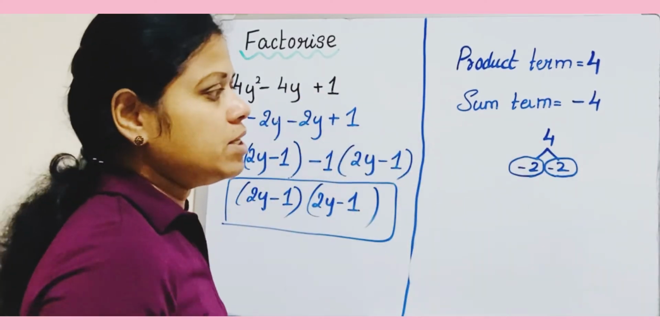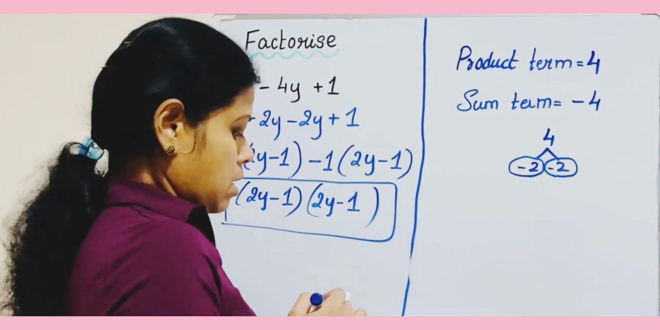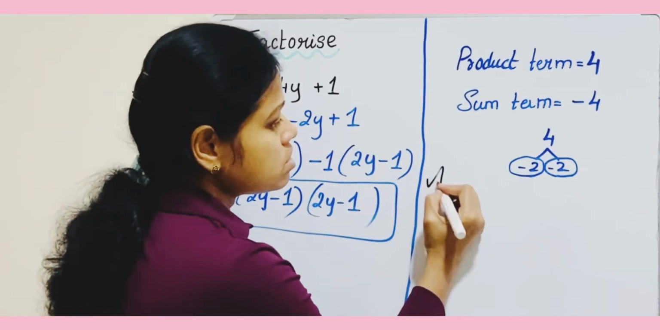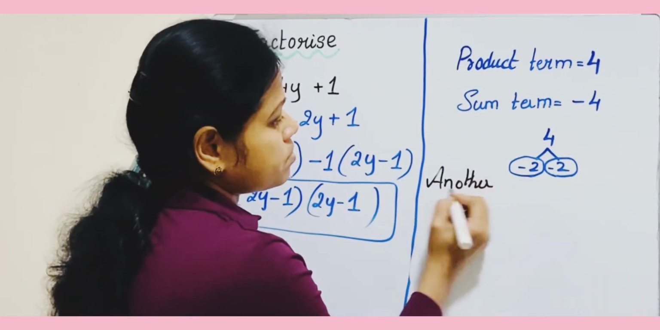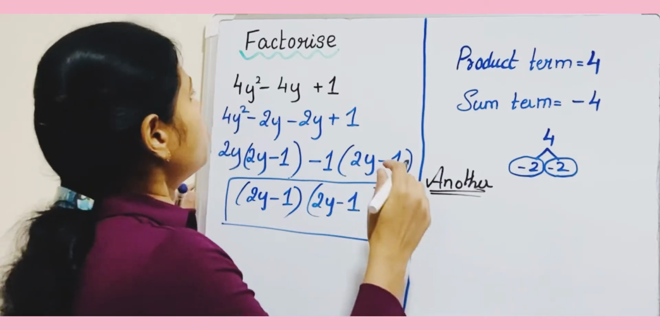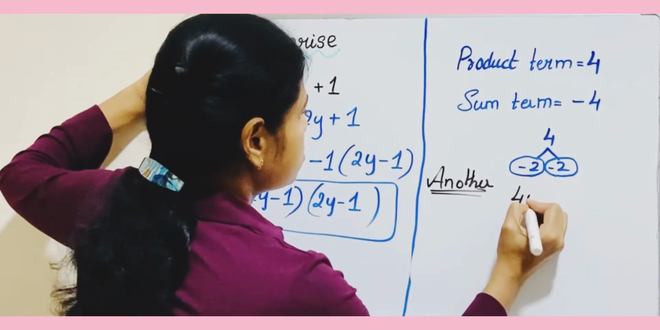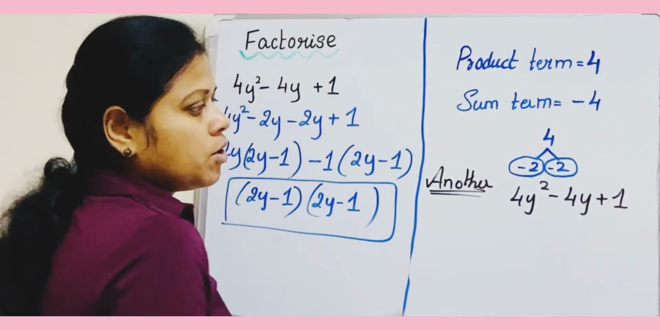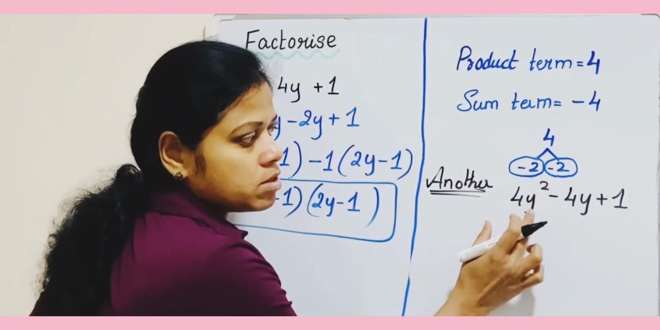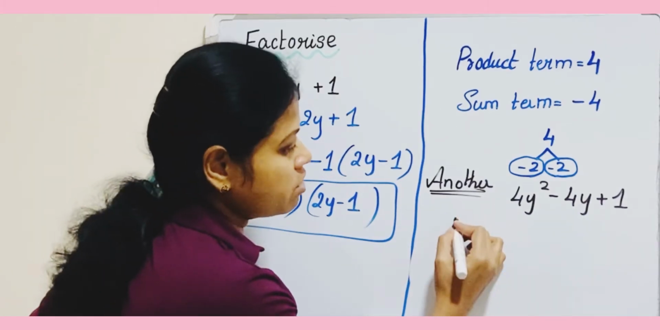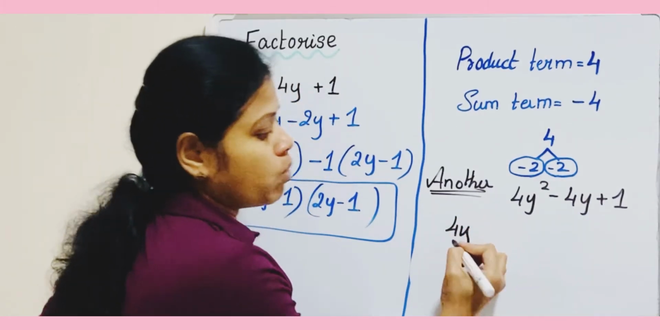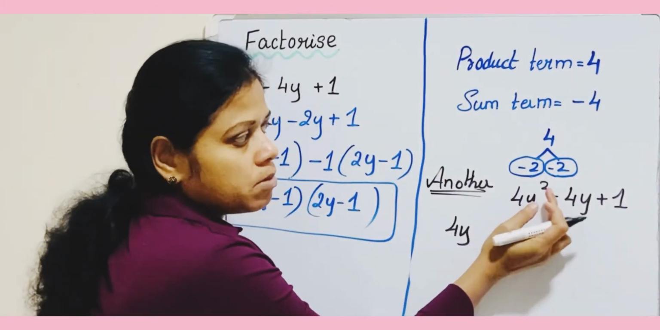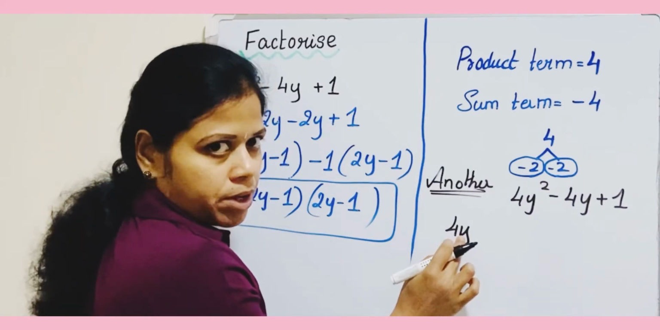The alternate way is like this. So this is the other method. The expression is 4y square minus 4y plus 1. For that, take the y square term. What is the coefficient of y square? 4, right? So write 4 and you have to write only y. Don't write 4y square, write 4y. That is this term, but not y square. You have to write only y.